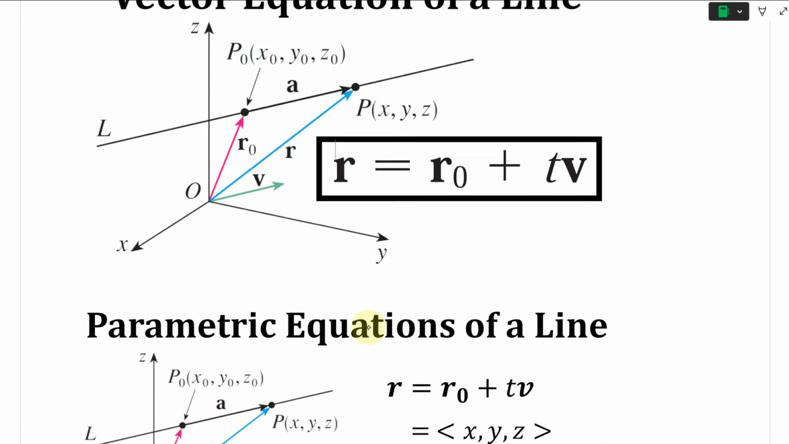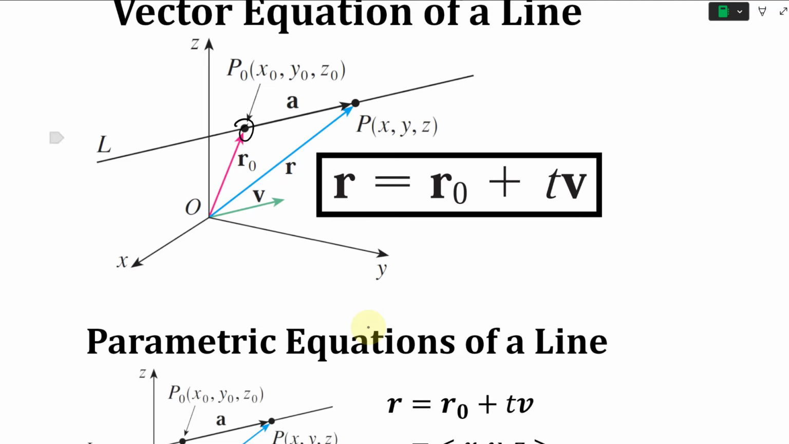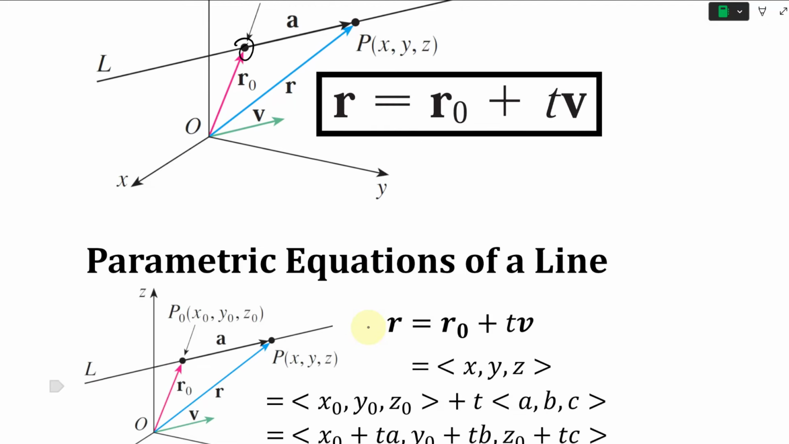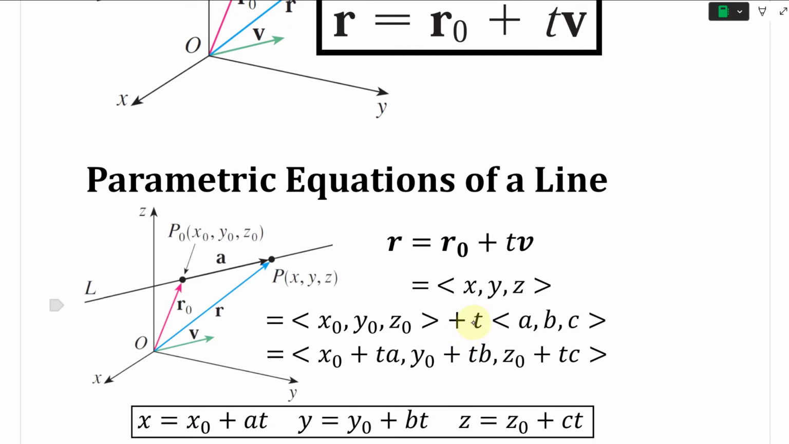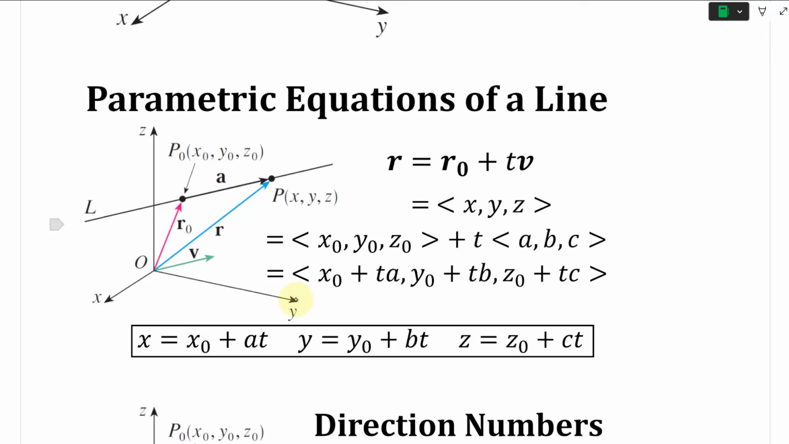Plus, it's just going to be this right here, x naught, y naught, z naught, plus t times the direction vector, and the direction vector has a, b, c components, and then times the parameter t. And then you can add up each component, so x naught plus ta, y naught plus tb, and z naught plus tc, and then separate these all into separate equations.